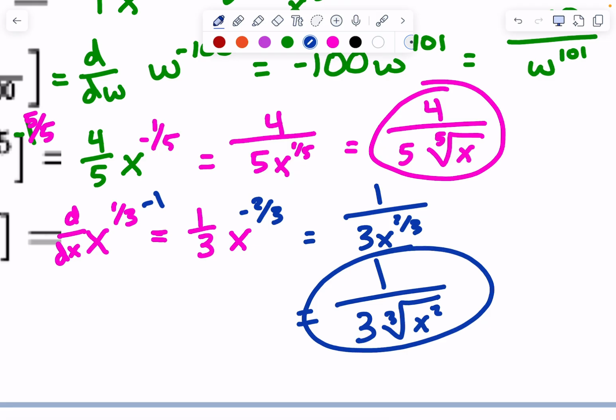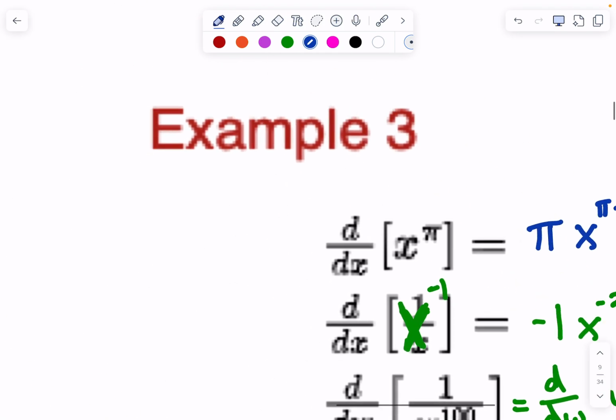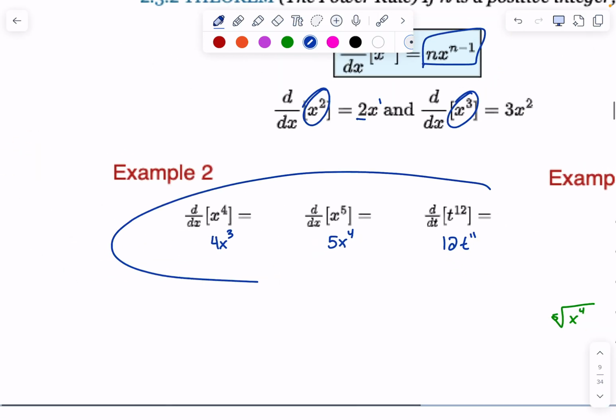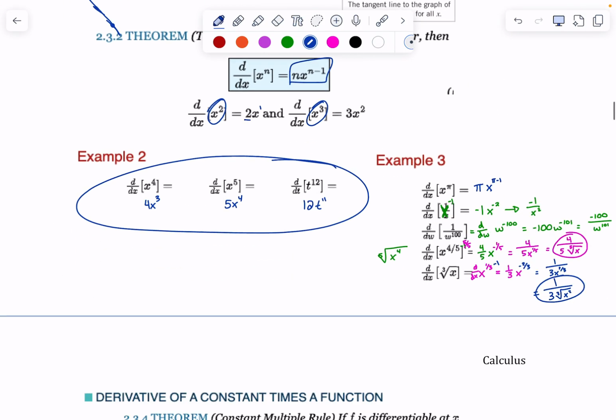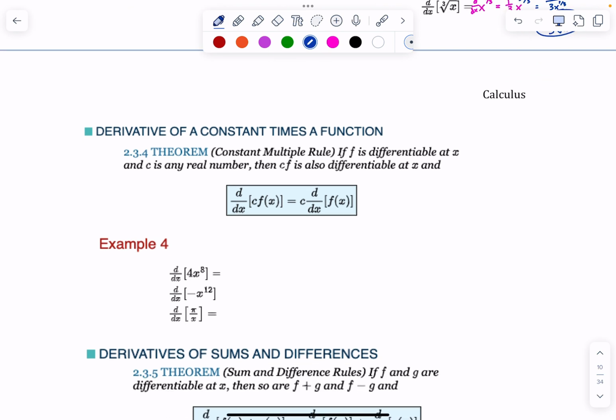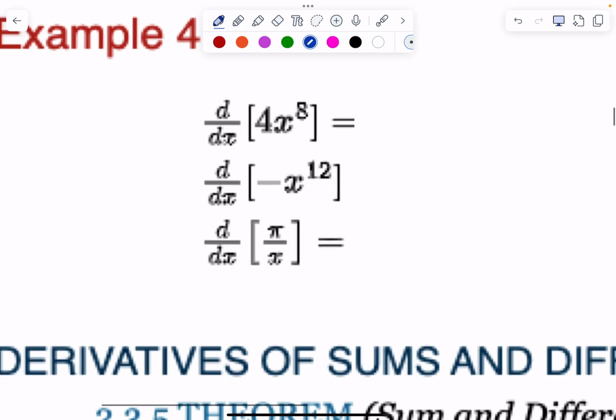Are we doing okay? So, yes, it's very easy when you have stuff that looks like this. But when you start to have fractional exponents and all the things, that's when it gets a little bit trickier. All right, let's keep going. Let's go to example 4. Let's see if you can figure this out. Easy peasy.